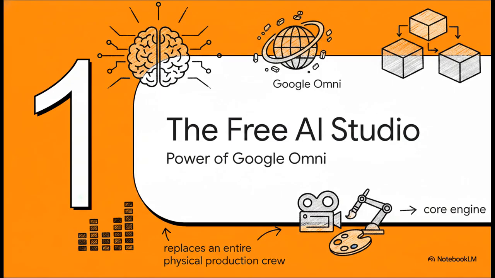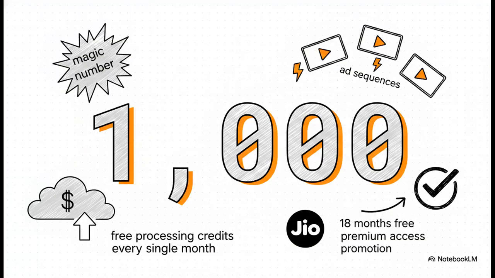We're leveling the playing field with Google Omni. 1,000. That's the magic number you need to remember. According to our source material, when you set up a Gemini Pro account, you receive a whopping 1,000 free processing credits every single month. To put that into perspective, that's enough juice to crank out 12 to 15 full high-quality ad sequences. Oh, and here's a crazy tip straight from the data. If you happen to be a Geo user in India right now, there's a current promo allowing you to claim 18 months of this premium access totally for free. Honestly, it's a staggering amount of resources just sitting there waiting for you.